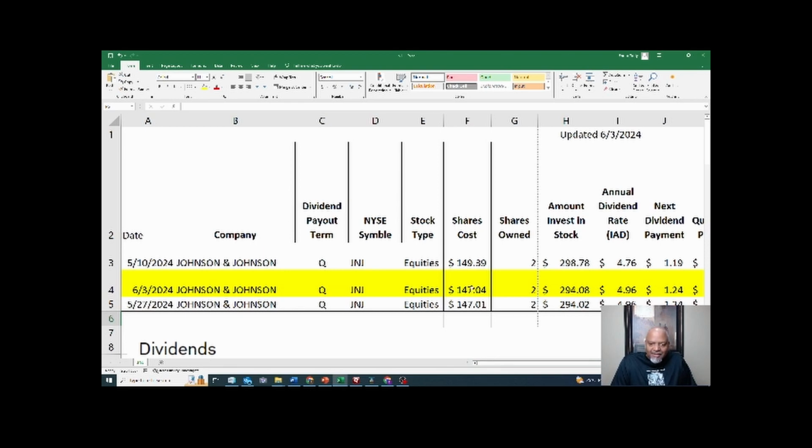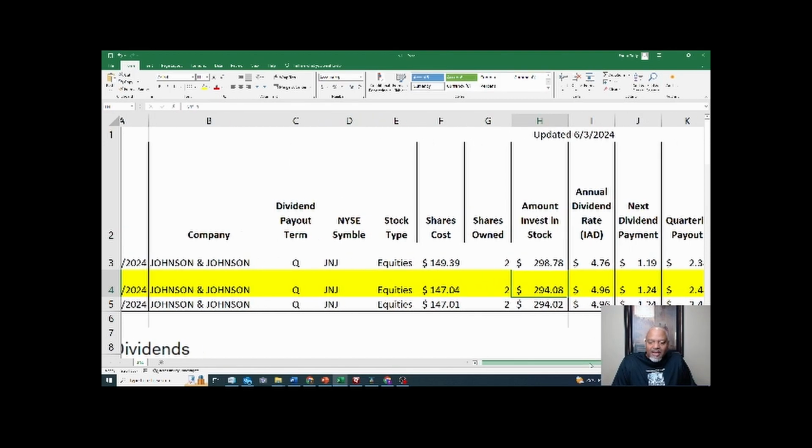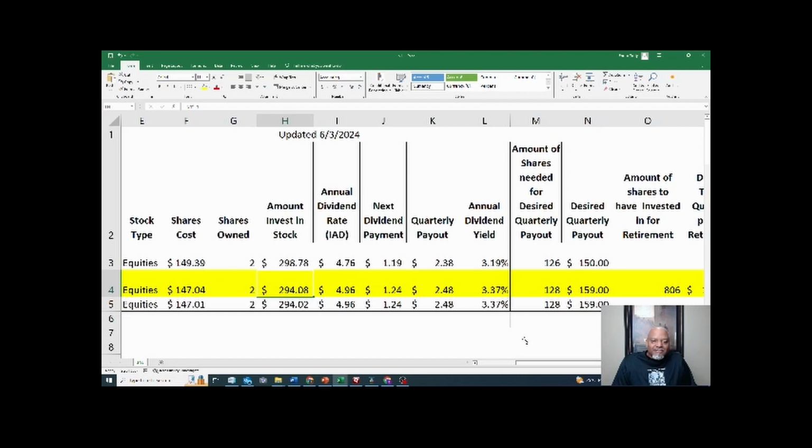How much is the stock? This is how much the stock is. If we invest in 2 shares, how much do we need to have to get 2 stocks? $294. Okay, now if I put in this $294 to get 2 shares, how much will I be getting paid every quarter for the dividends? Well, your quarterly payout will be $2.48.